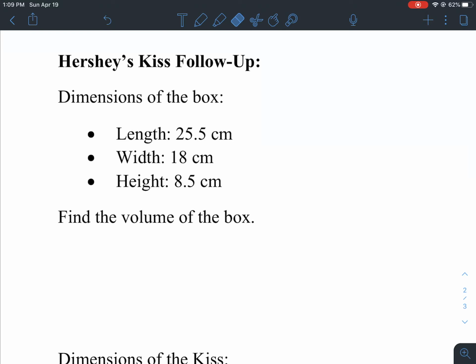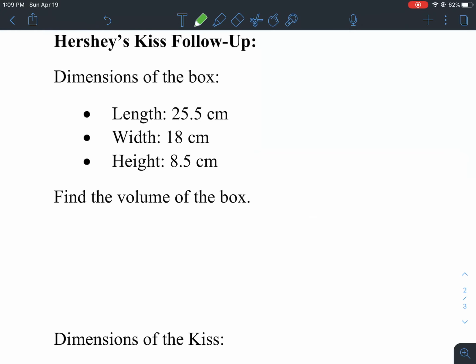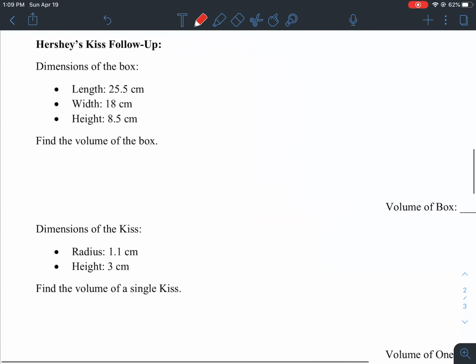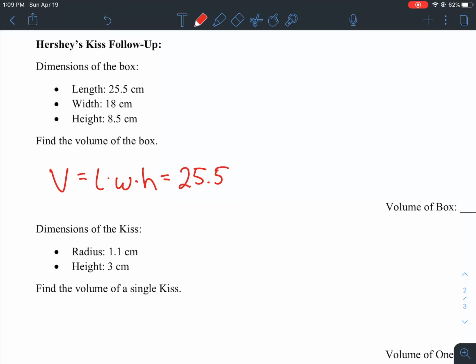The dimensions of the box. The length was 25.5 centimeters. The width was 18 centimeters. The height was 8.5 centimeters. So find the volume of the box. Well, if we recall, the volume of a rectangular prism, we could do length times width times height. Length times width times height. That's going to be 25.5 times 18 times 8.5.